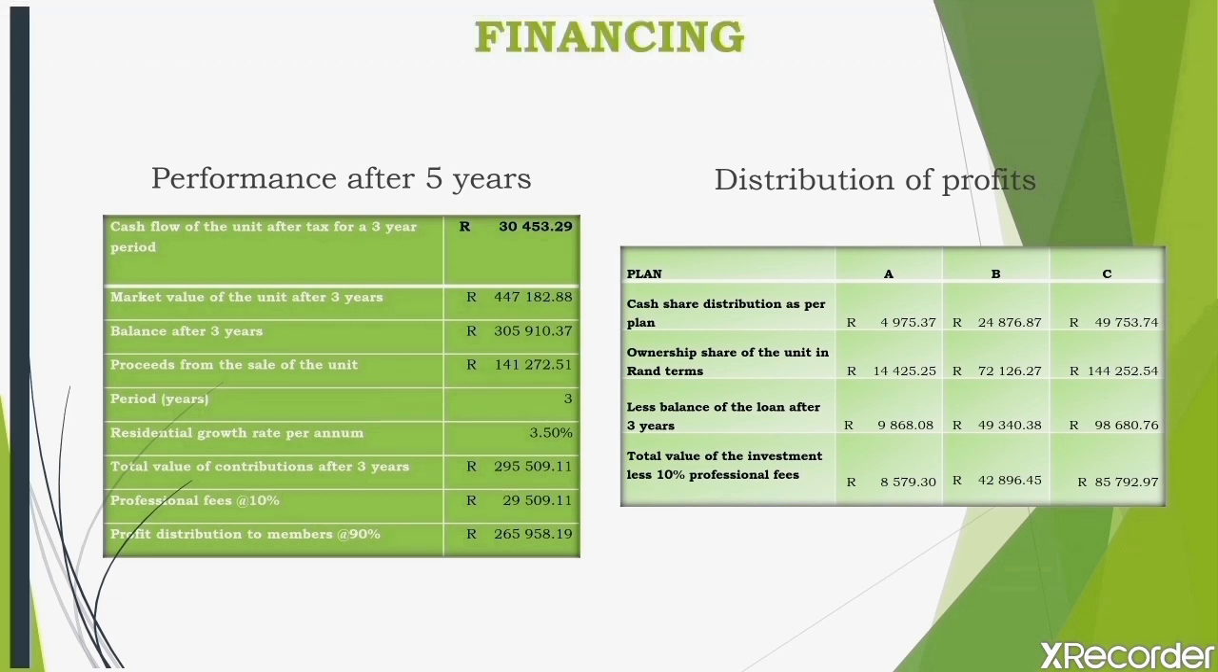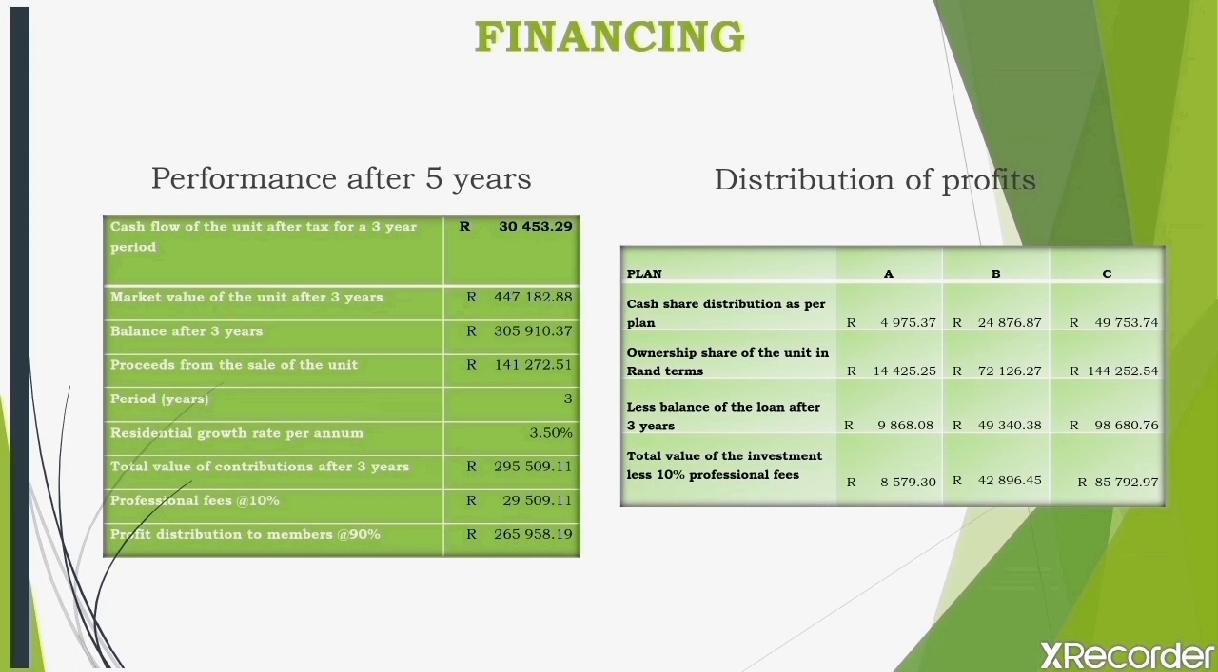The distribution of profits and ownership share will be as follows. For Plan A, a distribution of cash or equivalent of 4,975, and the unit ownership of 14,425, whilst subtracting 9,868 of the balance of the loan after 3 years, with a total value of 8,579 in the scheme.